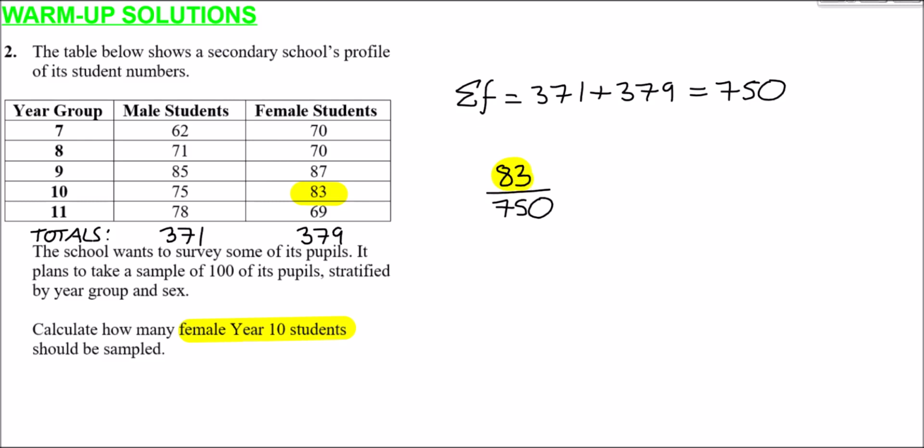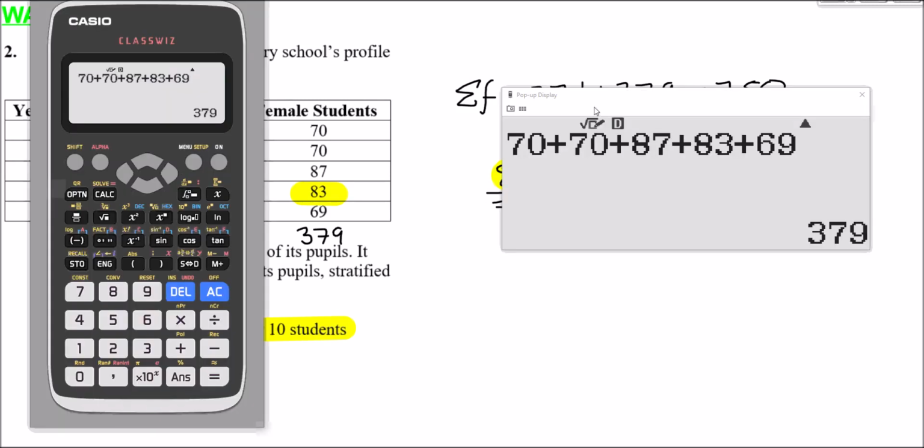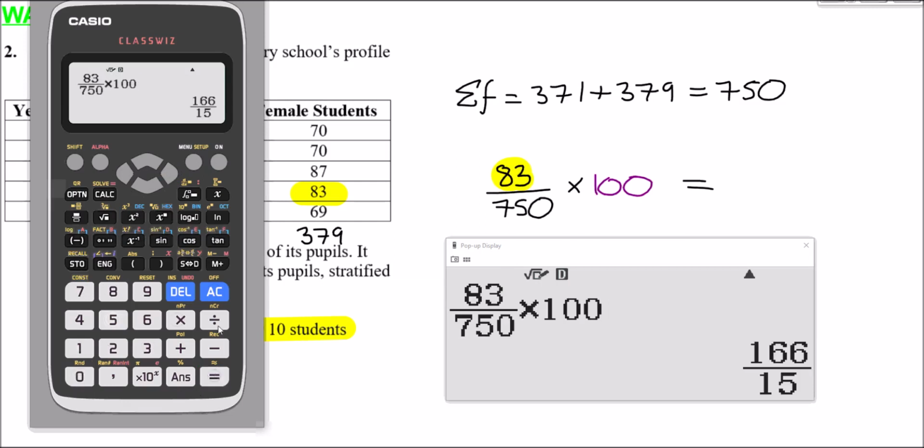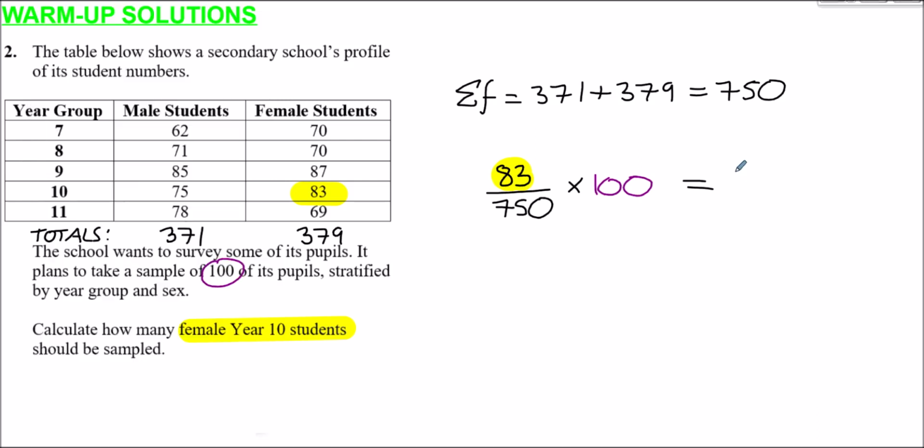So we're now going to multiply that by 100 to get an estimate of how many female year 10s should be sampled. So we just calculate that proportion and round to the nearest whole number of students. So 83 750ths multiplied by 100 gives us a total of, to the nearest student, 11. So 11 year 10 females.